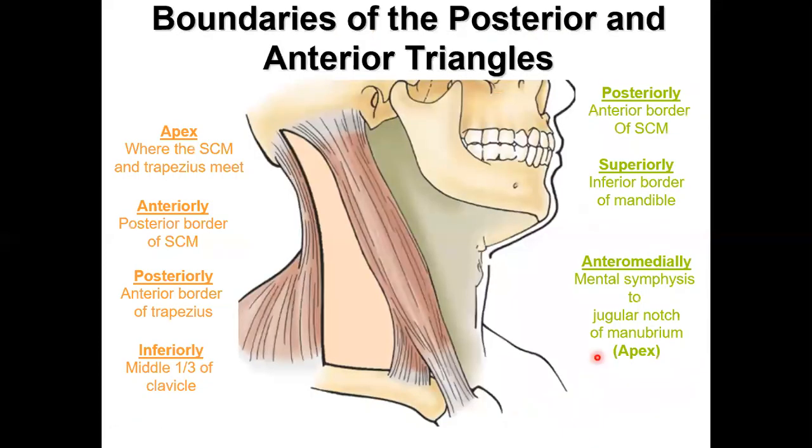Okay. Boundaries of the posterior and anterior triangles. So when you get more into neck triangles, you will have to be pretty particular about knowing your boundaries and knowing what is in each triangle. There are quite a few. So you have two big triangles to start. Here's your anterior triangle, and here's your posterior triangle.